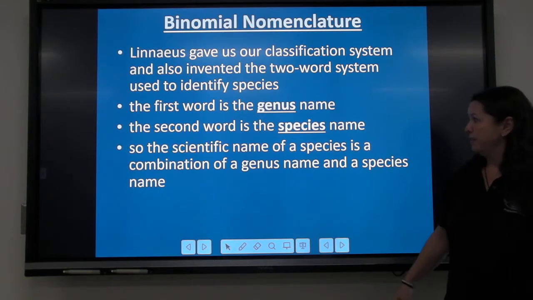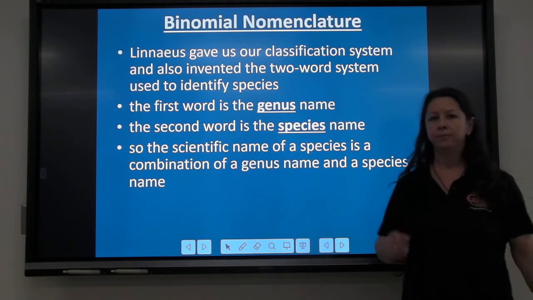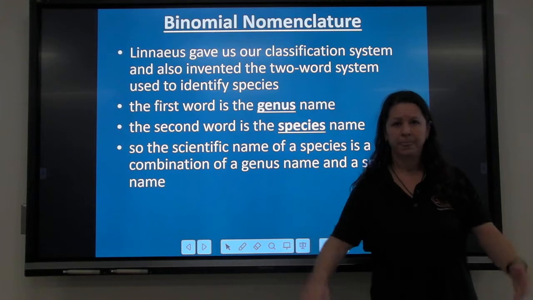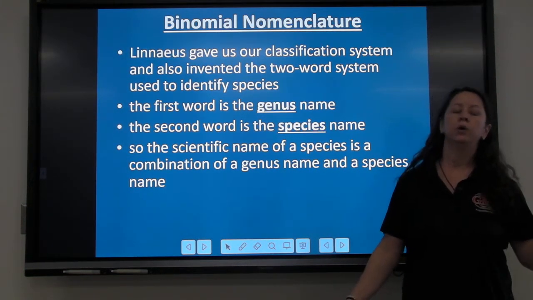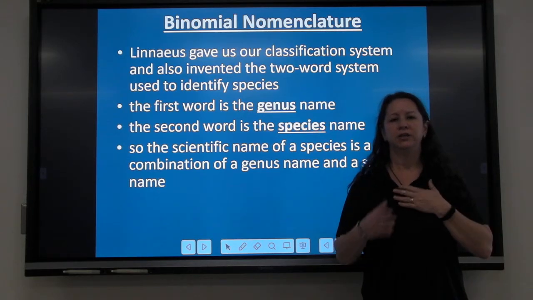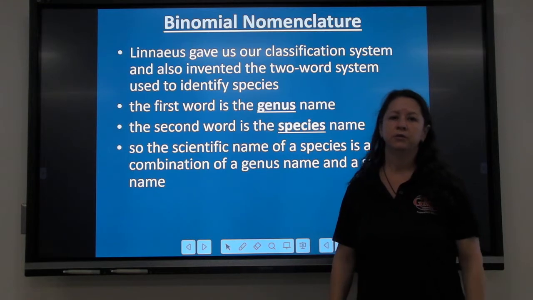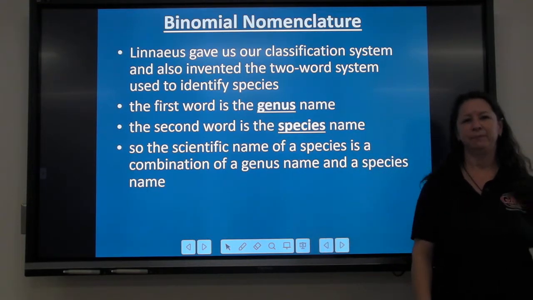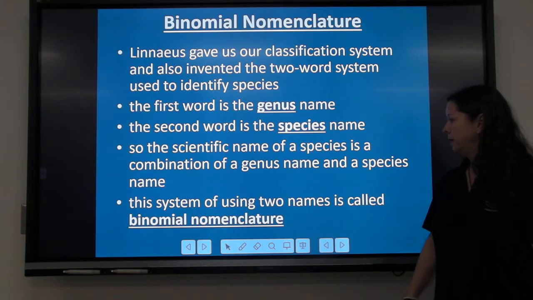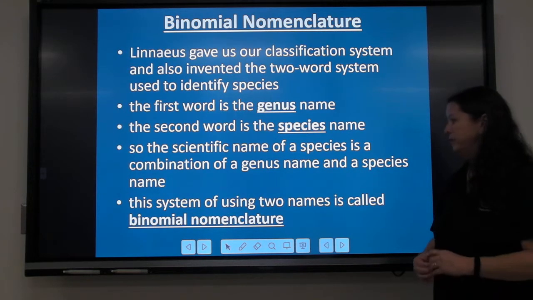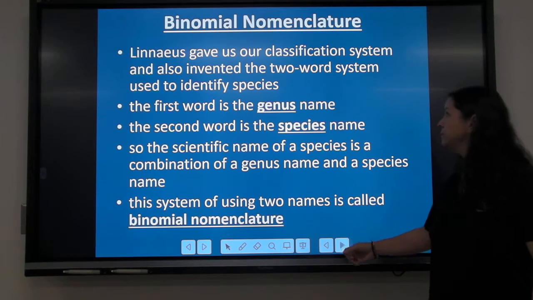So the scientific name of a species is a combination of a genus name and a species name, and they're put together. So for example, we are Homo sapiens. Homo is the genus that we belong to. Sapiens is our species. So when you talk about our scientific name, for humans, it's Homo sapiens. So the system of using those two names is binomial nomenclature.